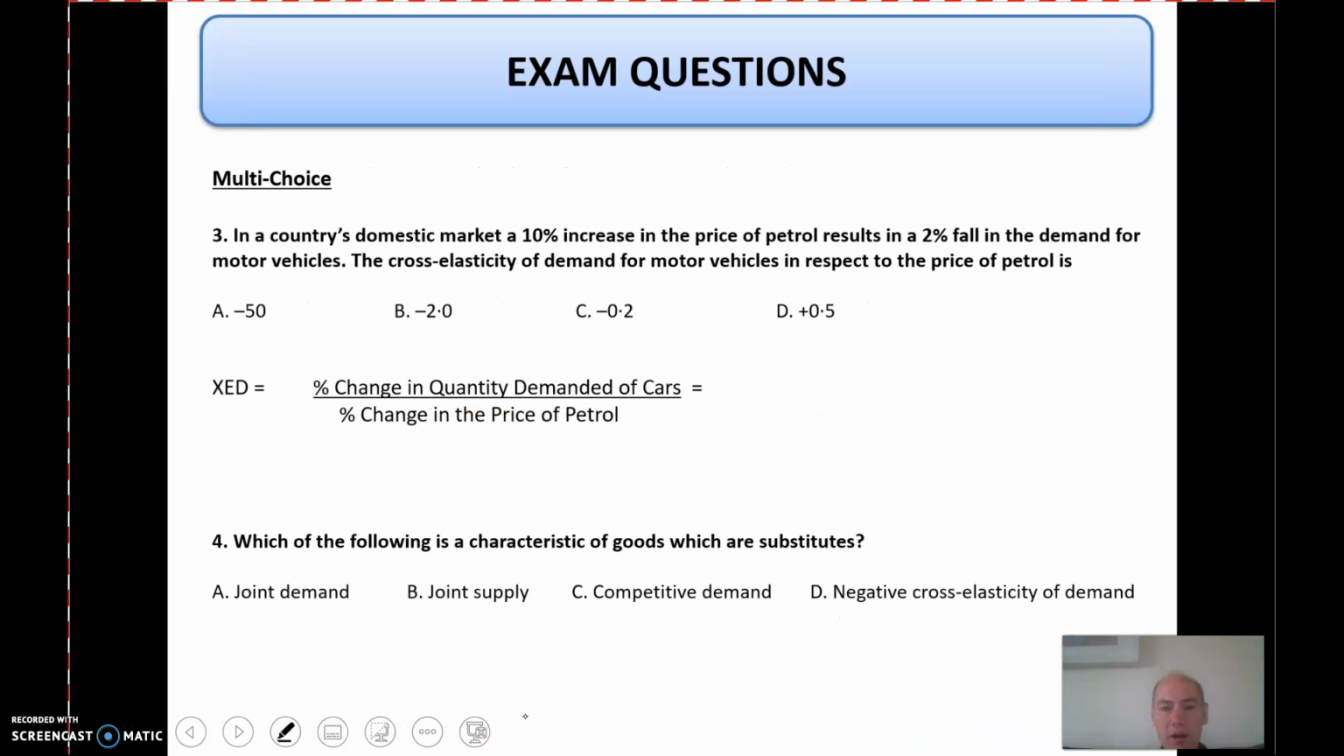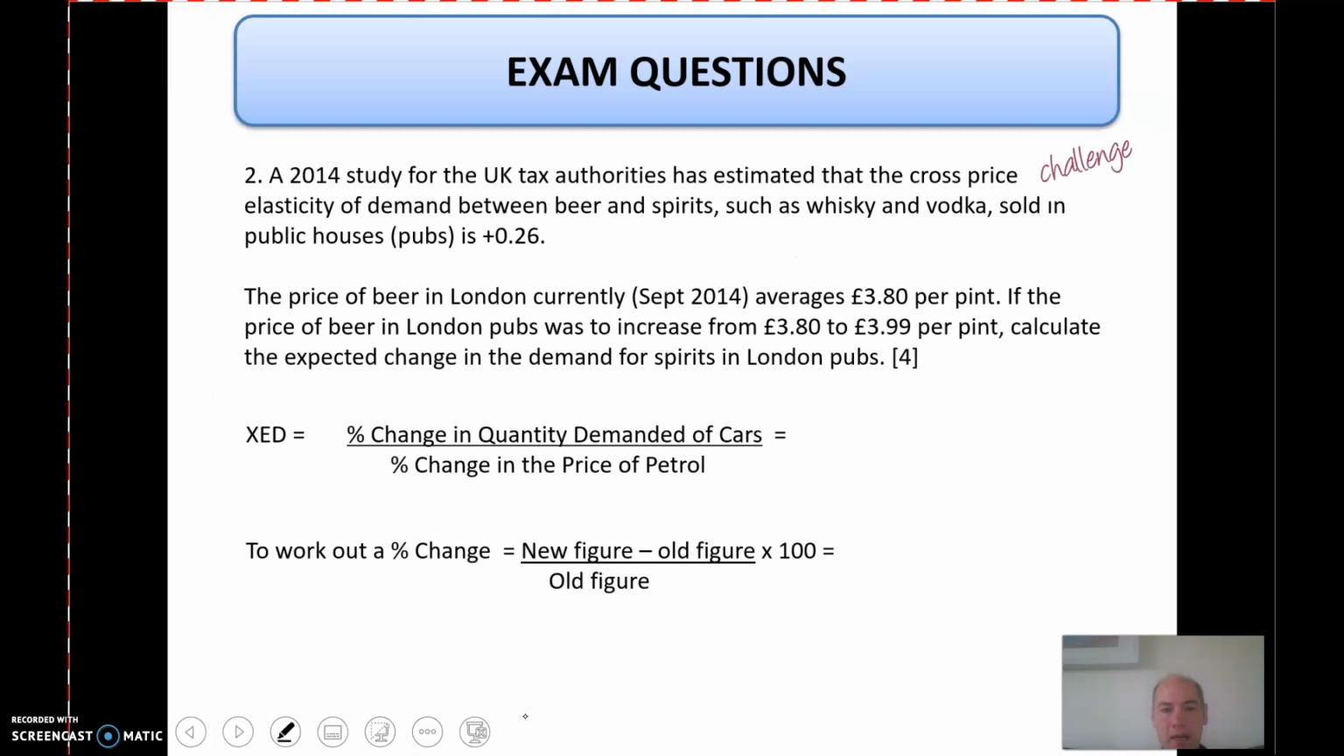Okay, over to yourselves to have a go at questions 2, 3 and 4. To make life a little bit easier for yourself, I want you to have a go at questions 3 and 4 first of all, and then on to number 2, which will be a little bit more challenging. So you've got about 6 minutes to have a go at those, 6 to 8 minutes maybe. I'm going to press pause and you guys have a go at that, please.